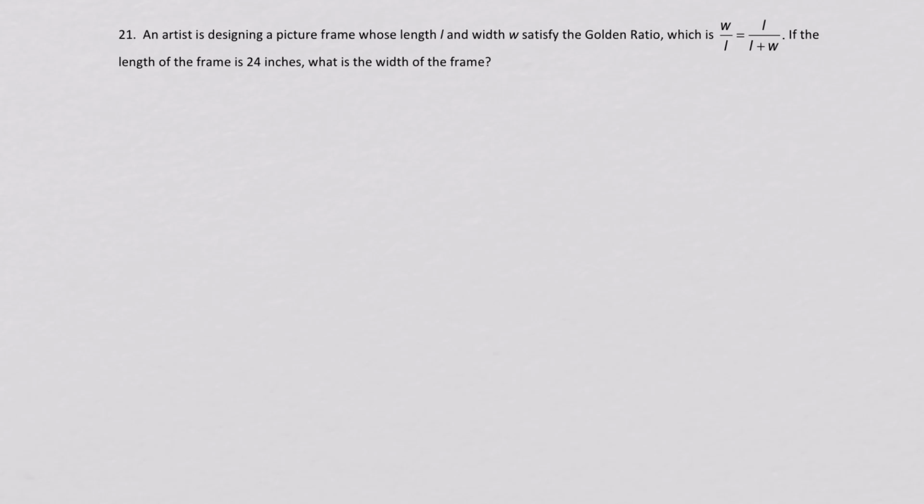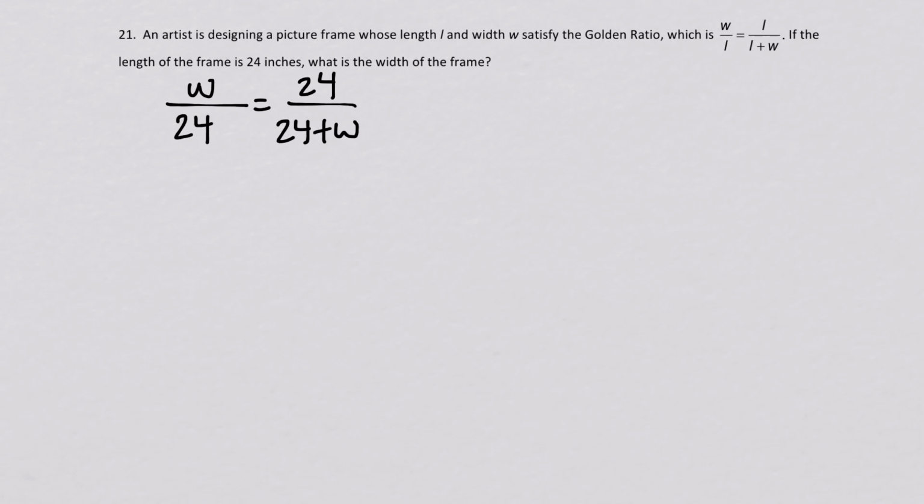Alright, and finally 21. An artist is designing a picture frame whose length L and width W satisfy the golden ratio, which is W over L equals L over L plus W. If the length of the frame is 24 inches, what is the width of the frame? So it's basically asking us to plug in 24 for L and solve for W. It's going to look like this: W over 24 equals 24 over 24 plus W. And we're supposed to solve for W. We want to leave it all by itself.